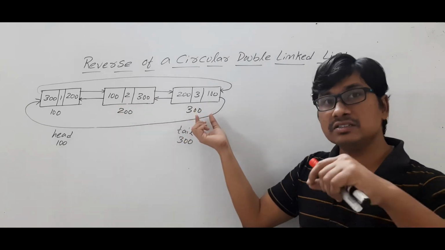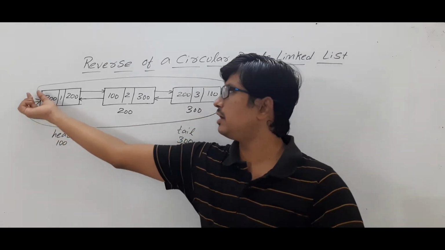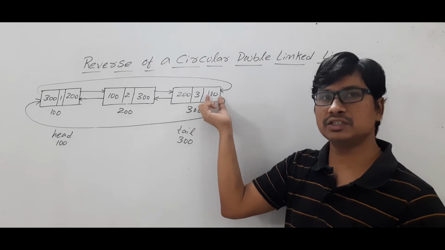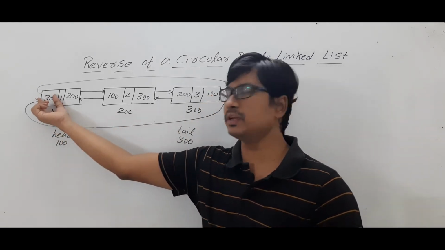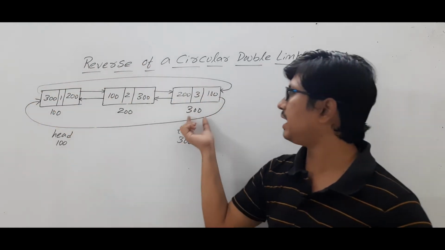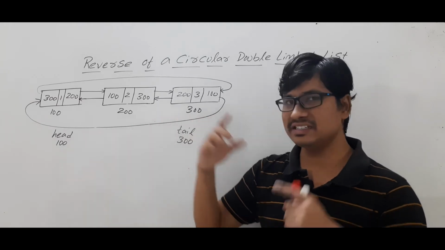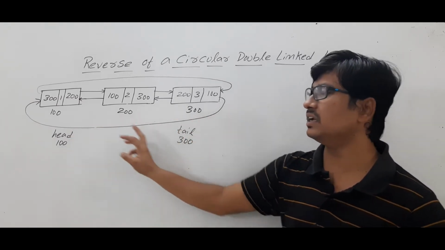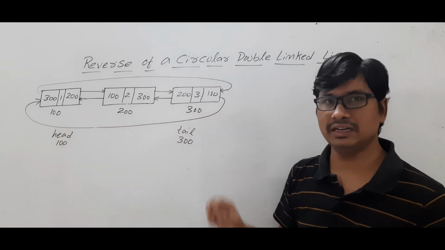And as it is a circular double linked list, the last node should be pointing to the first node and the first node should be pointing to the last node. So the address of the next node in the last node will have the address of the first node, and the address of the previous node in the first node will have the address of the last node. To recognize the first node and last node in a circular double linked list, we are using two pointers called head and tail, which consist of the address of the first node and the address of the last node respectively.